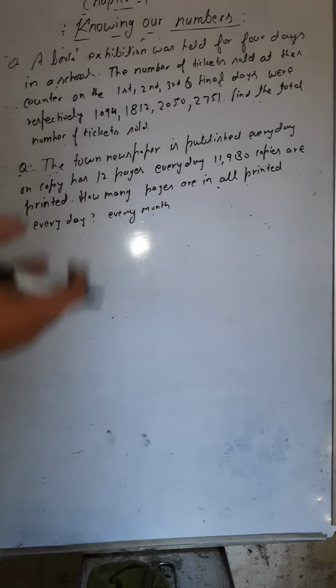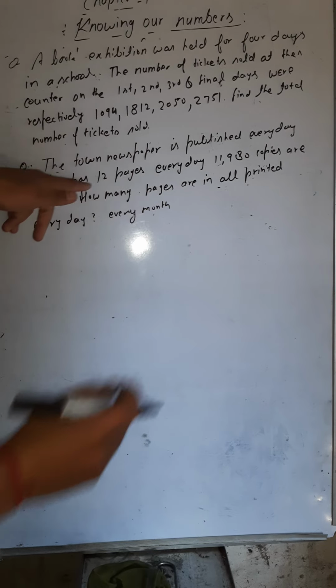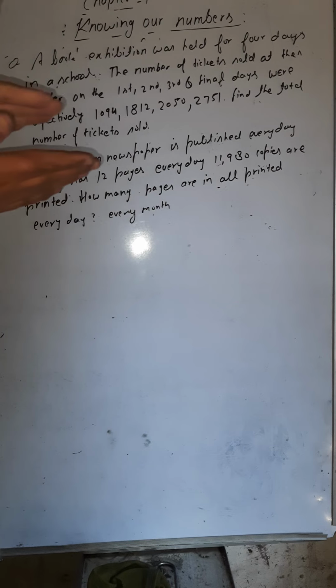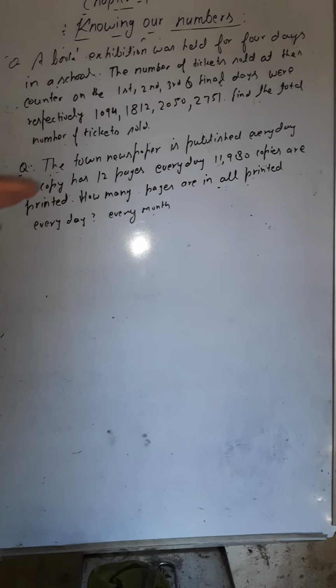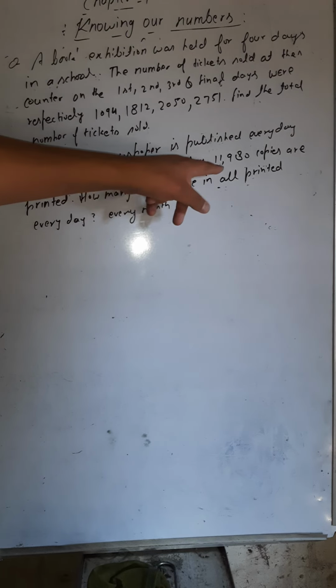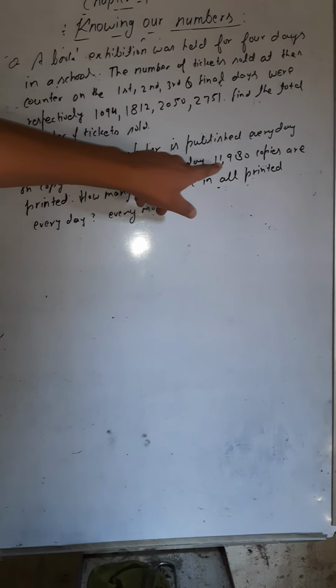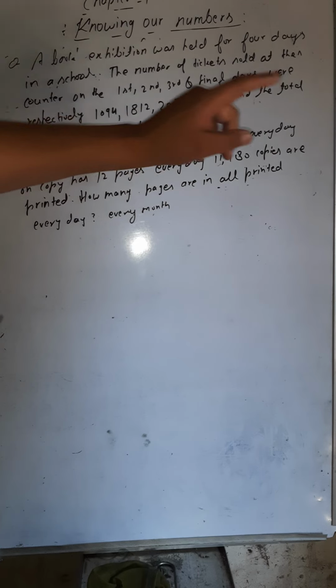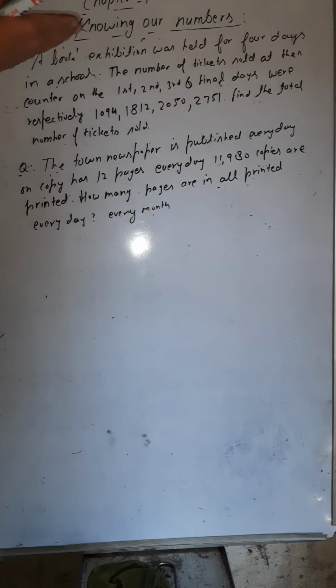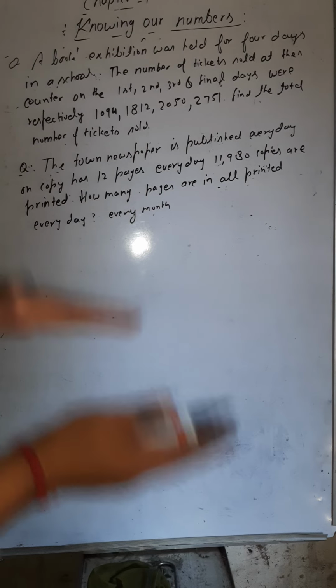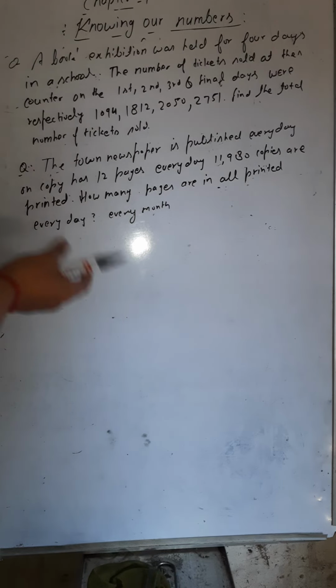So you have a newspaper. In one newspaper there are how many pages? 12 pages. Let's say one newspaper is this, so it has 12 pages. So in one day how many newspapers, copies, are printed there? 11,980 copies of the newspapers are printed in one day.